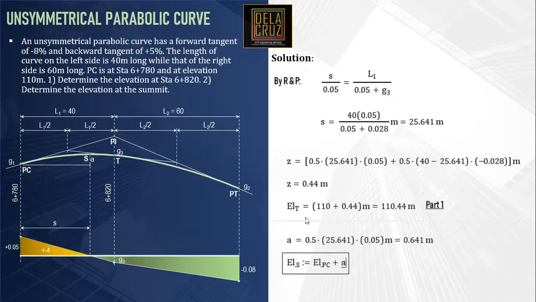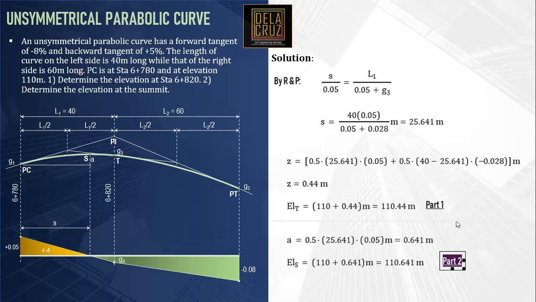Therefore, the elevation of the summit, or elevation of S, is equal to the elevation of PC plus A. So, notice that A is positive because point S is higher than PC, or the second point is higher than the first point. Anyway, substitute 110. A is 0.641. Of course, the unit is in meters. That is 110.641. This is part 2.